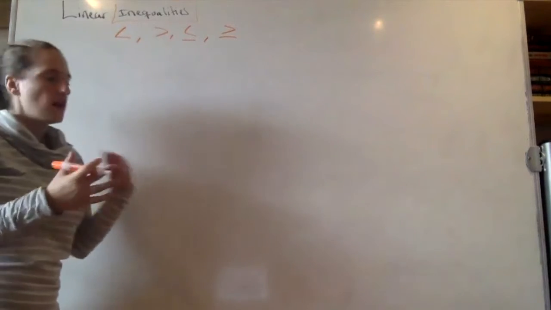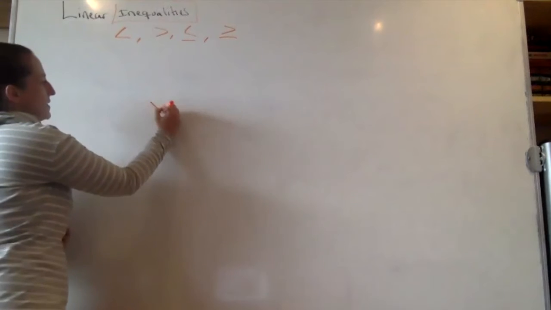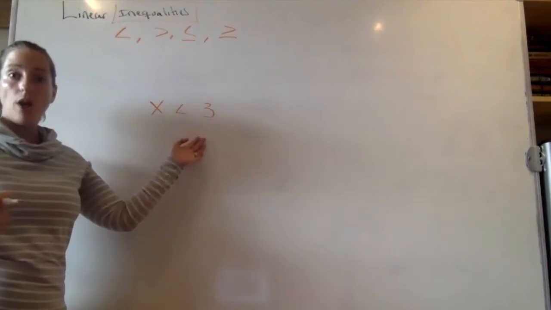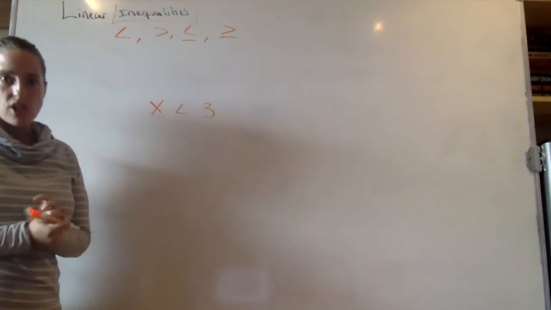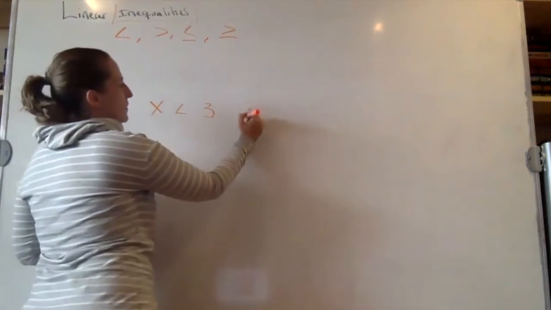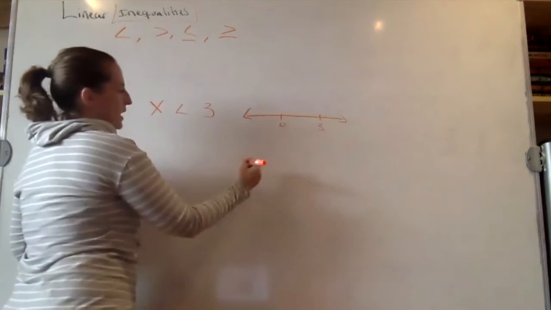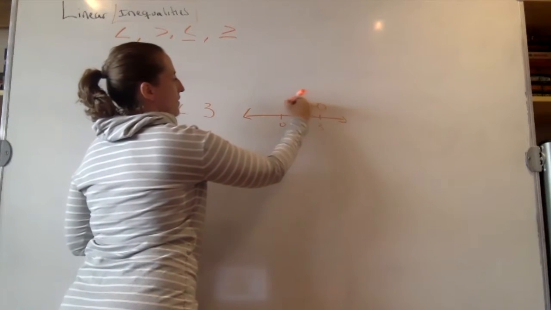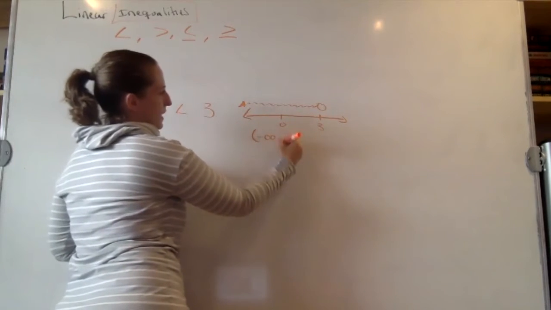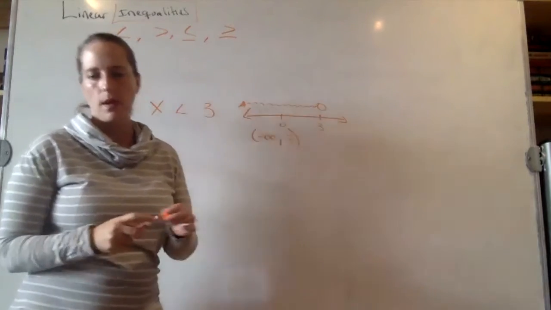These give us a relationship between our variable and a number. So for example, if I have something like x is less than 3, this means all numbers smaller than 3. And we saw in the very first section how we can write this in interval notation. In particular, we first showed this on a number line. If this is 0 and this is 3, x less than 3 would be everything to the left of 3, and we would write that as negative infinity to 3, and we'd use the parenthesis with the 3 because 3 is not included.